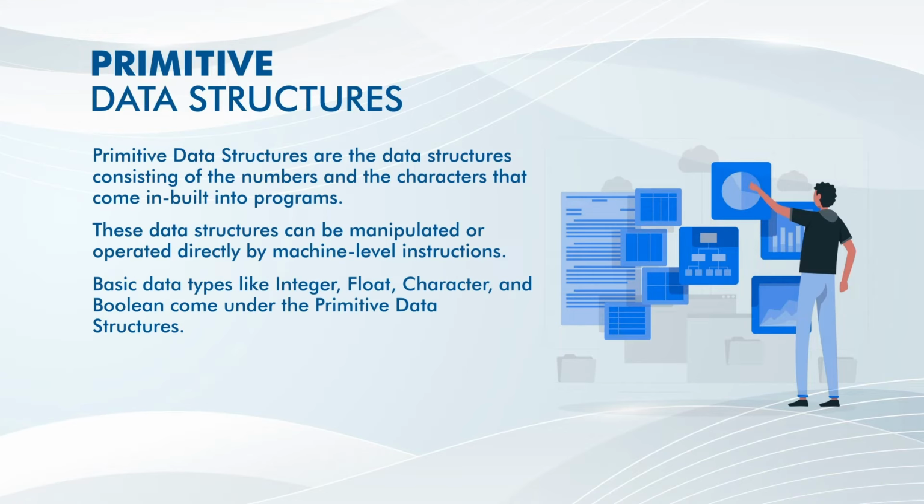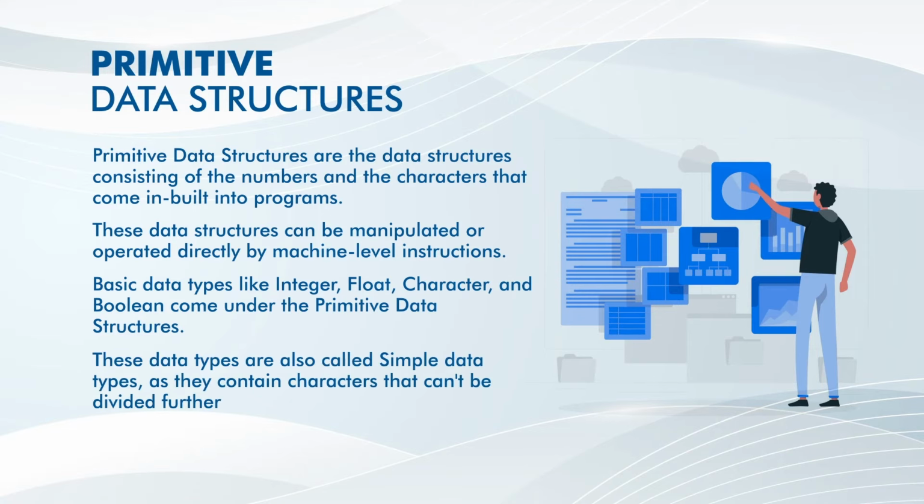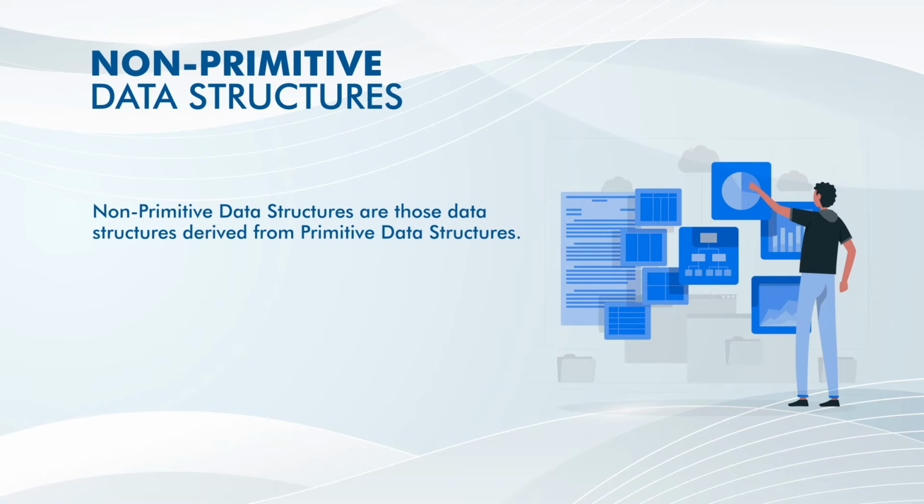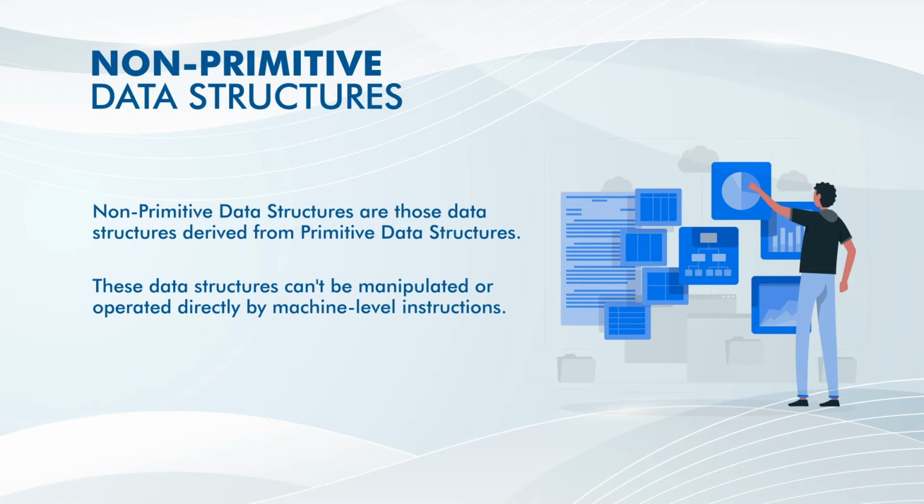Basic data types, as I said earlier, like integer, float, character and boolean come under the primitive data structures. These data types are also called simple data types, as they contain characters that can't be divided further, right? And non-primitive data structures are those data structures derived from primitive data structures. These data structures can't be manipulated or operated directly by machine-level instructions.